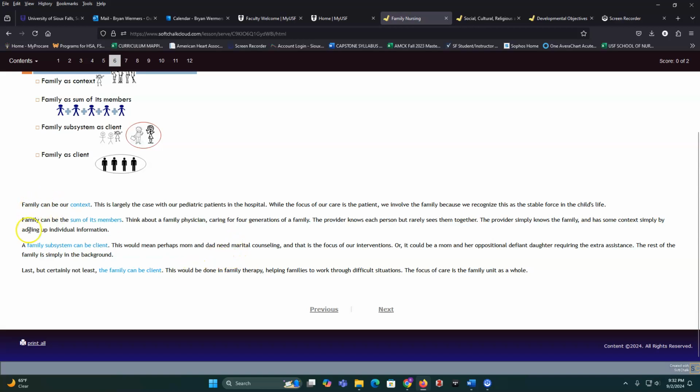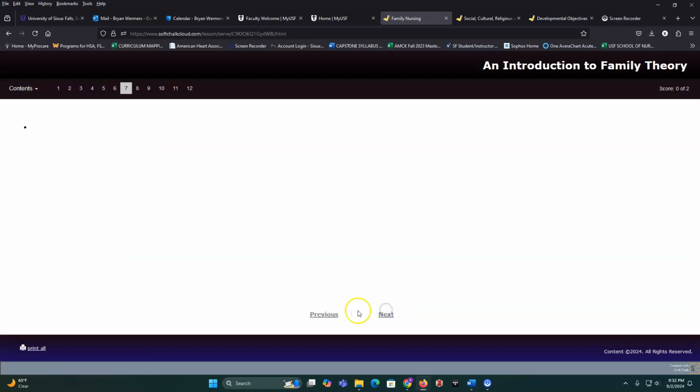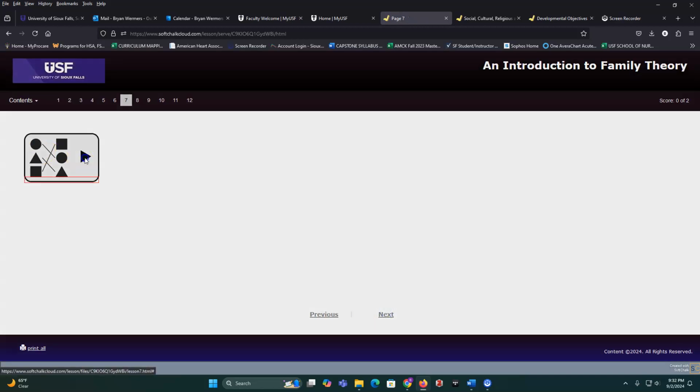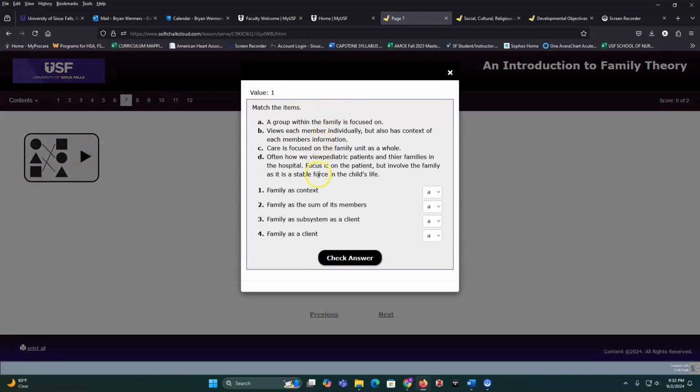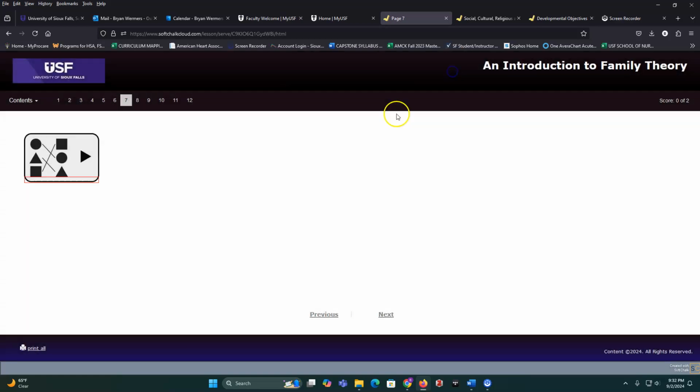So this is some more definitions of that. But realize we've got different ways to look at that family and ways that we help and empower that family. Within this, there's some different terms I want you to know, and it's just kind of covering what we just talked about on that previous page.